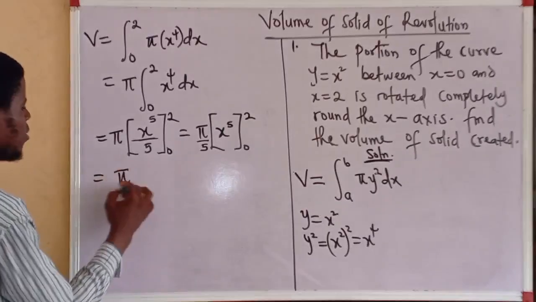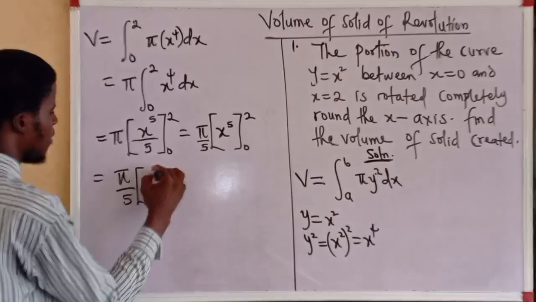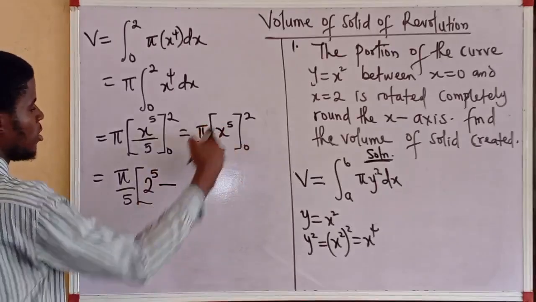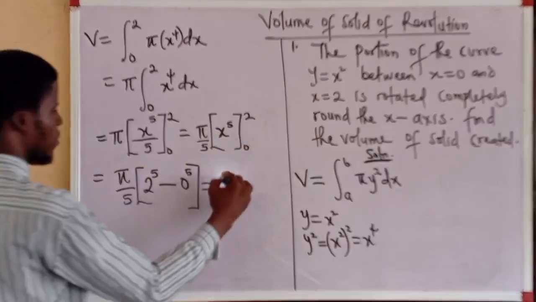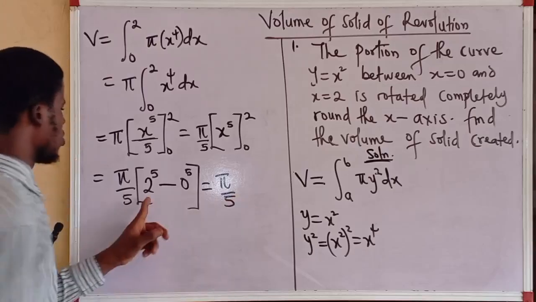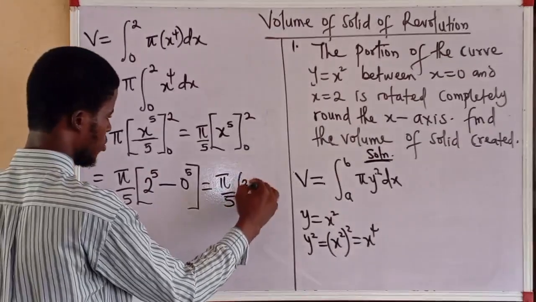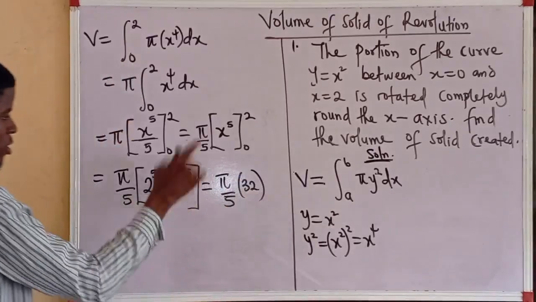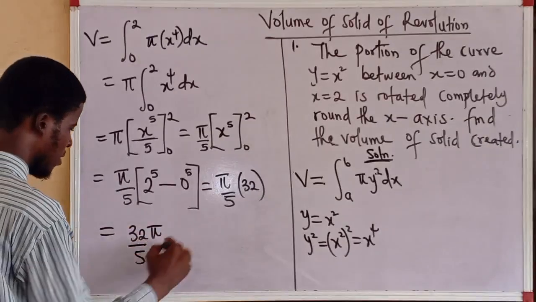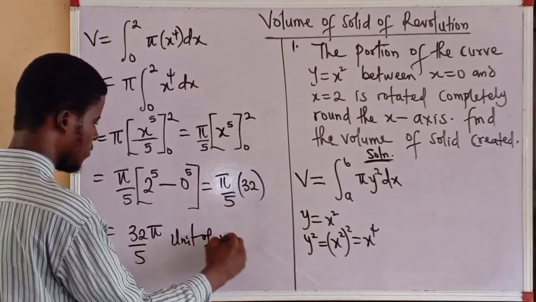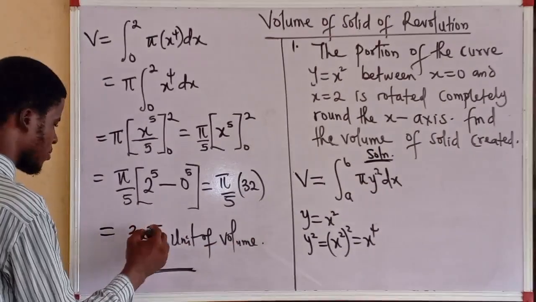So we have pi upon 5. Plug in the upper limit, that's 2 raised to the power of 5, minus plug in the lower limit. So we have pi upon 5 times 32, since 2 to the power of 5 is 32. The lower limit is already 0, so that's out. So we have 32 pi upon 5 units of volume. This is the volume of solid generated.